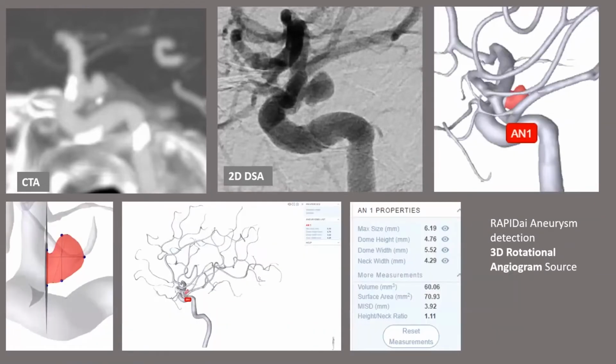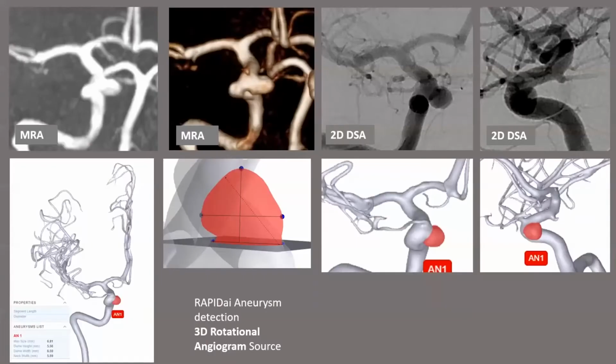And here's that same aneurysm case, but this time run on the 3D rotational angiogram. So again, similar results, really accurate down to the measurements. Again, just showing you can run the software through both the CTA, MRA, and also a 3D rotational angiogram.